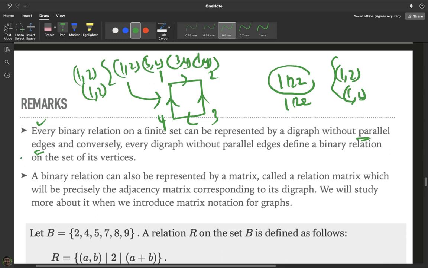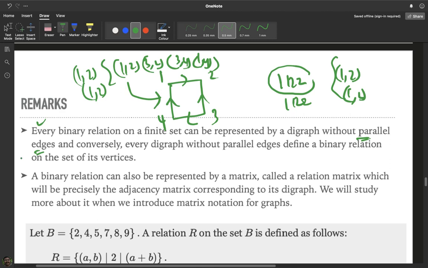So there is also an equivalence in the matrix sphere. We will study how to represent a digraph using a matrix. It will be called an adjacency matrix. There is also an incidence matrix, so we'll study it later. When you represent it like that, you can always see that it will actually be the same as the matrix corresponding to the binary relation.